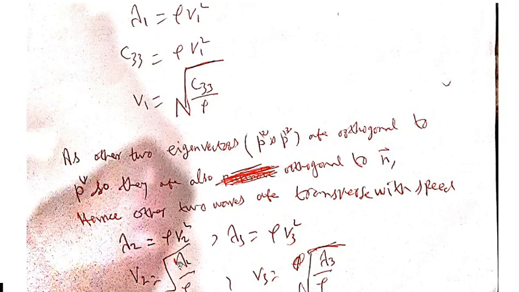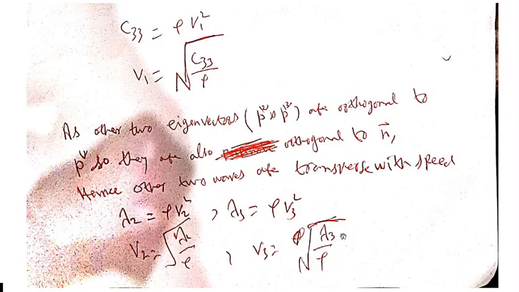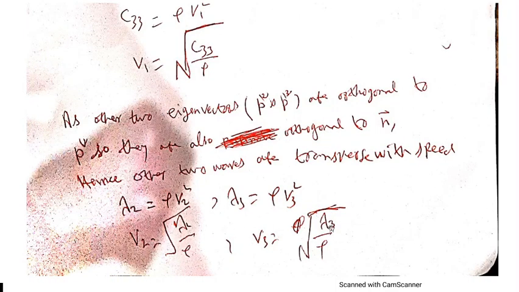this is the phase velocity, lambda 3 over rho, this is the phase speed of the transverse waves.